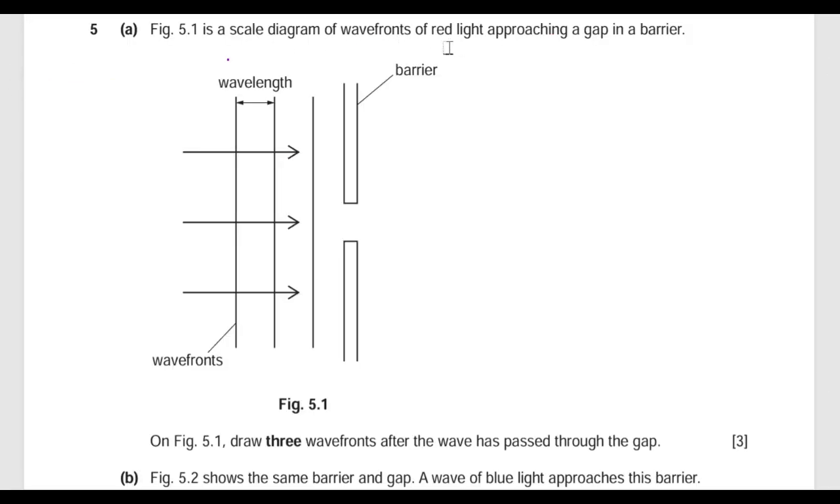Next question says that figure 5.1 is a scale drawing of wave fronts of red light approaching a gap in a barrier. So this is a red light, this is a gap, and the wave fronts have to diffract from this gap. So we have to draw 3 wave fronts after the diffraction. We can see that the gap is comparable to or less than the wavelength, so the diffraction pattern would be circular, and the wavelength after diffraction will remain the same.